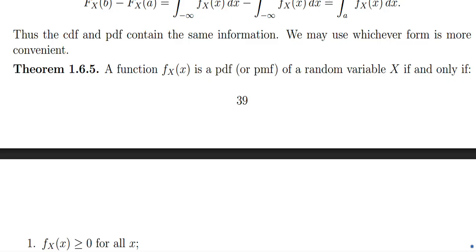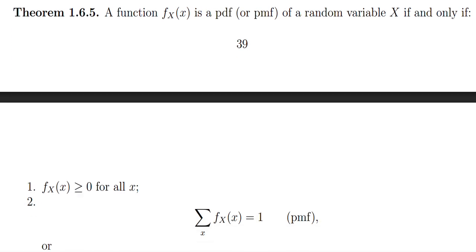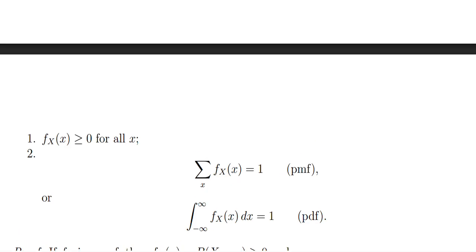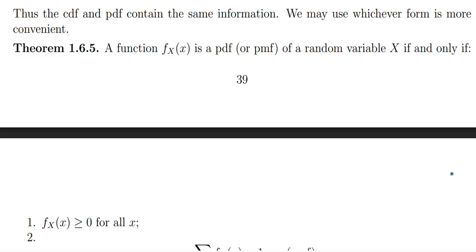A function f_X(x) is a PDF or PMF of a random variable X if and only if, what happens? f_X(x) is non-negative for all x, and the summation (or integral) is 1. So this is if and only if, right?